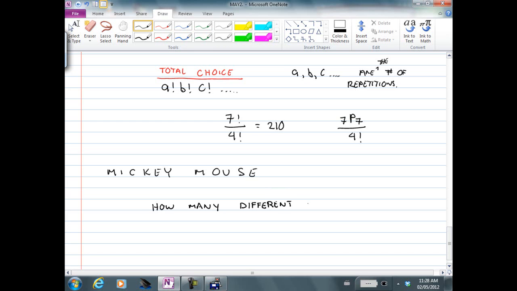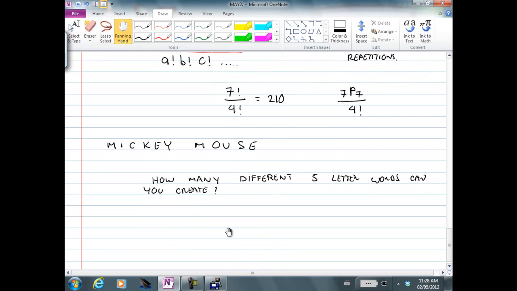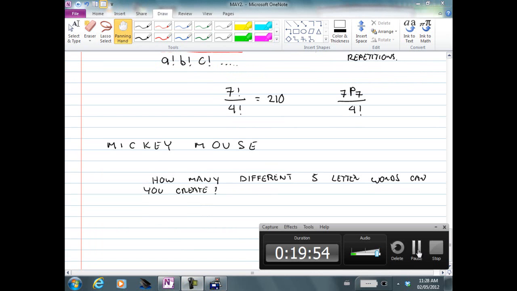So, Mickey Mouse. The question is this: how many different 5-letter words can you create? Good luck. Again, notice one thing. There's repetition involved. Figure out what you're going to do. I'm going to pause it, let you have some fun with it.